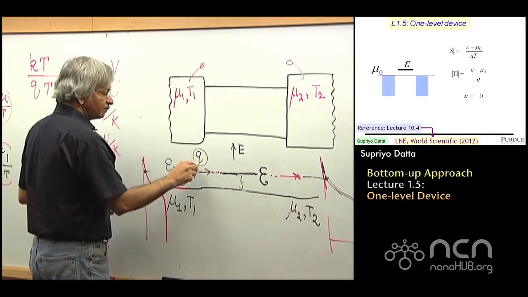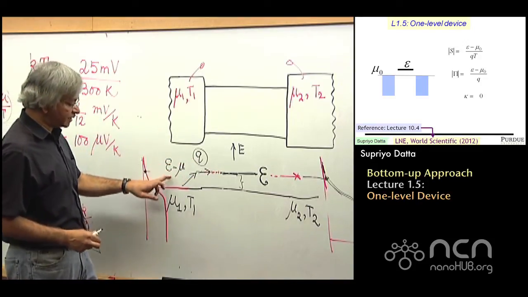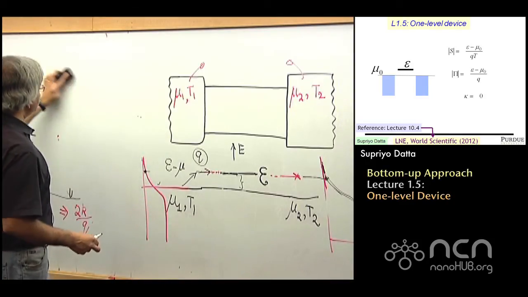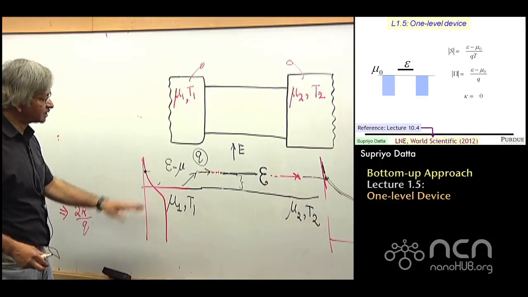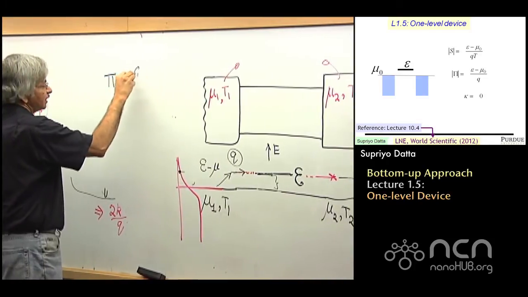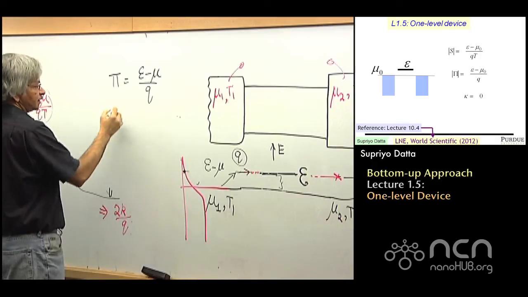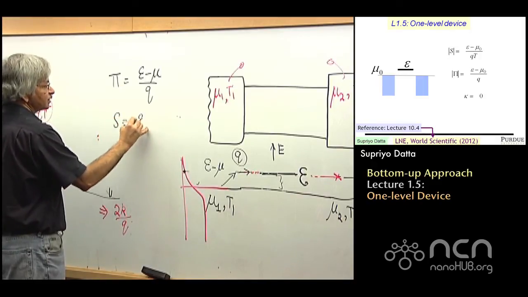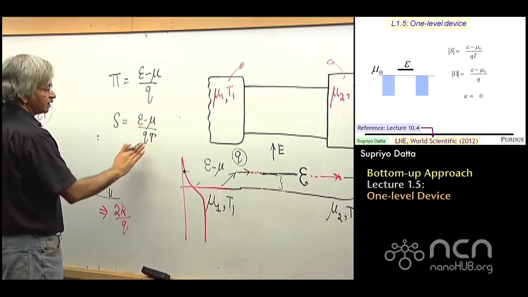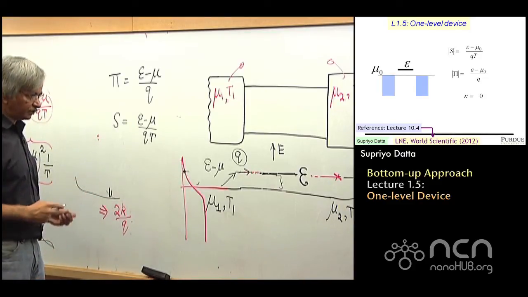So every electron that goes through carries that much charge, and it carries that much heat. What that means is the Peltier coefficient, which is the ratio of how much heat is carried to how much charge is carried, must be epsilon minus mu over q. And as we just discussed, the Seebeck coefficient was epsilon minus mu over qT. And sure enough, the Peltier coefficient is temperature times the Seebeck coefficient, just like we talked about, the Kelvin relation.